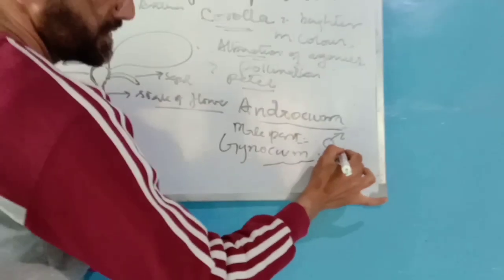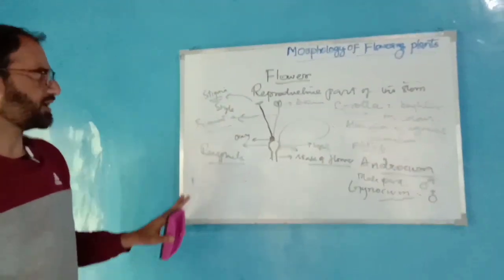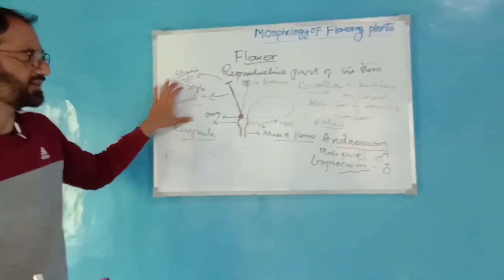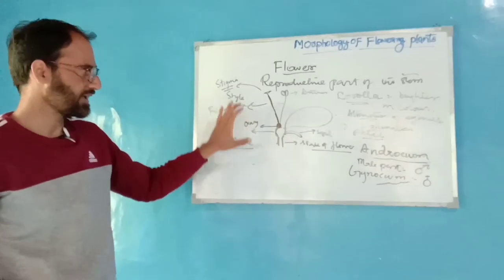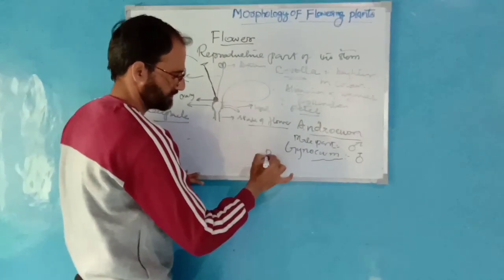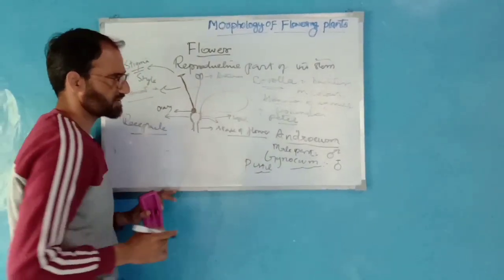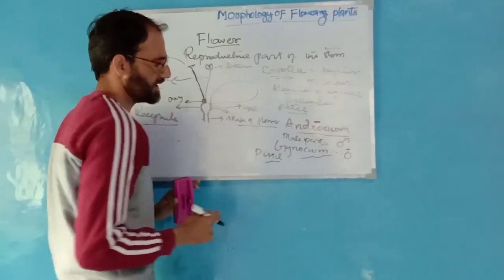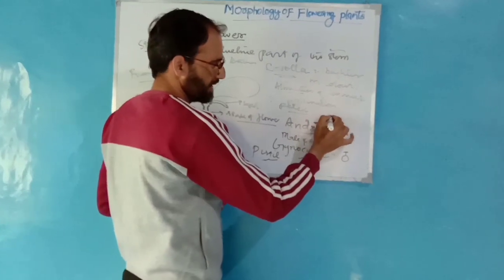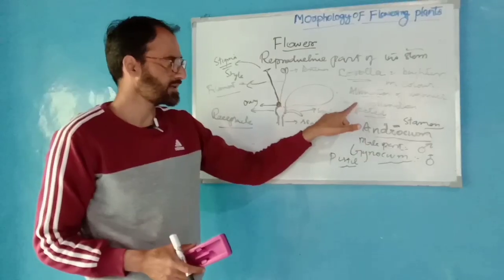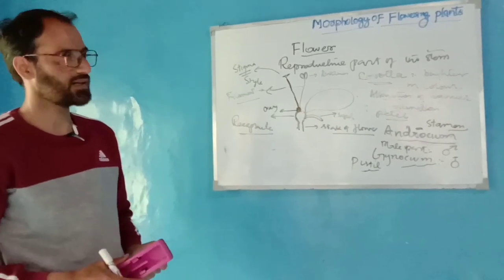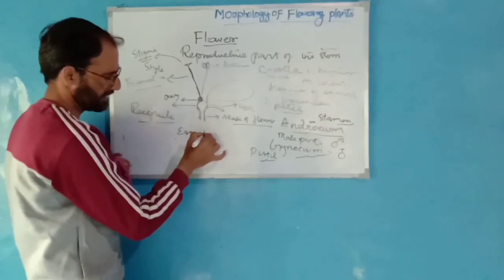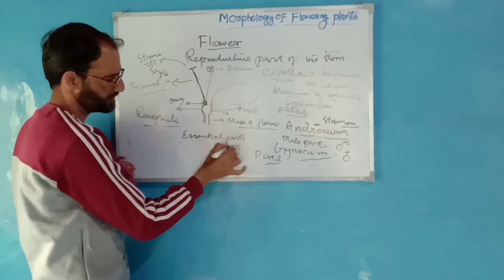This part is the female part of the flower. So these three are collectively called as gynoecium. These are the female parts of the flower. This is also called as pistil. And the male part, androecium, is also called as stamen. Gynoecium and androecium help in the reproduction of the flower. So these two are essential parts of the flower.